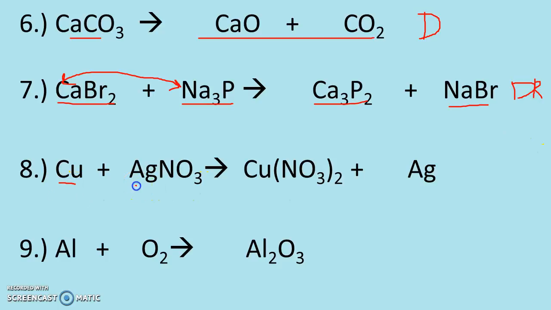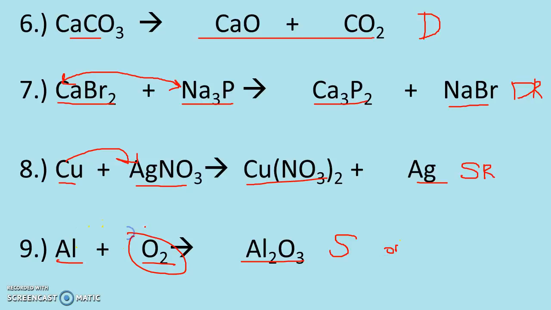Here we got copper and silver nitrate. You notice copper takes the place of silver in the compound, and now silver's by itself. So it is a single replacement. Last one for today, we have aluminum reacting with oxygen to give us aluminum oxide. So 2 things becoming one thing, it's synthesis, or because oxygen is reacting with aluminum, it is combustion.